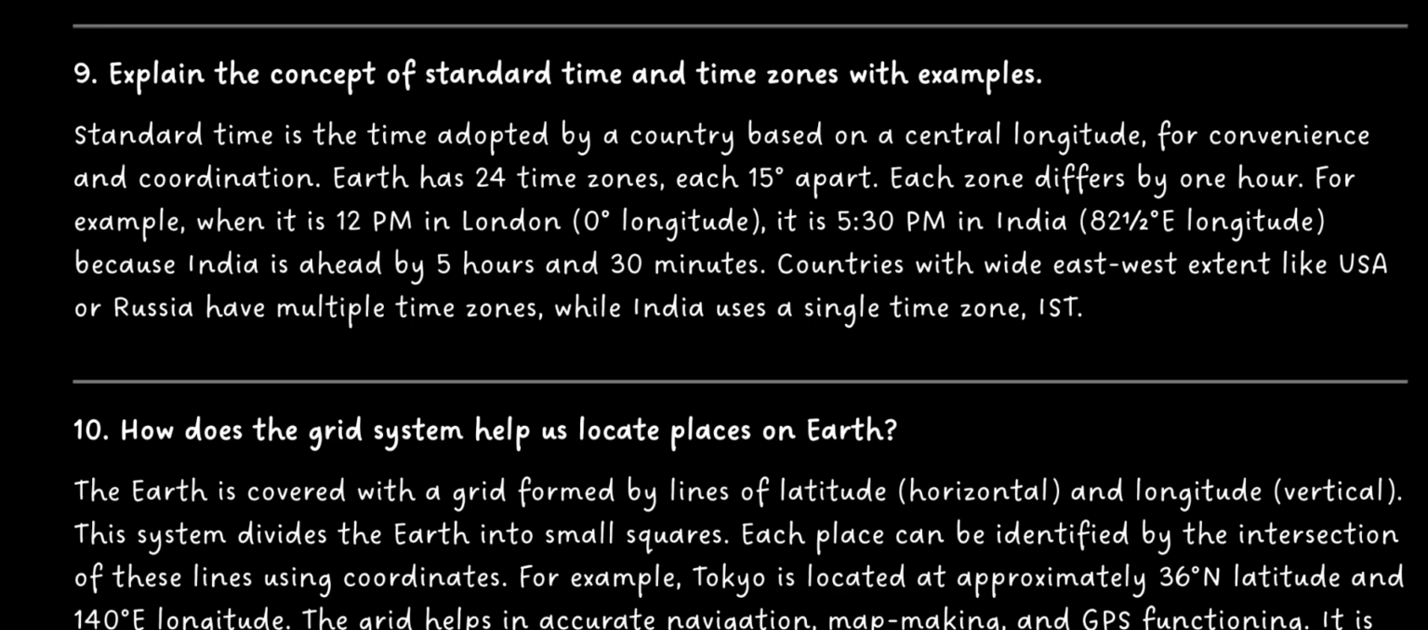For example, when it is 12 pm in London, that is 0 degree longitude, it is 5:30 pm in India, that is 82.5 degree east longitude, because India is ahead by 5 hours and 30 minutes. Countries with wide east-west extent like USA or Russia have multiple time zones, while India uses a single time zone, that is IST.